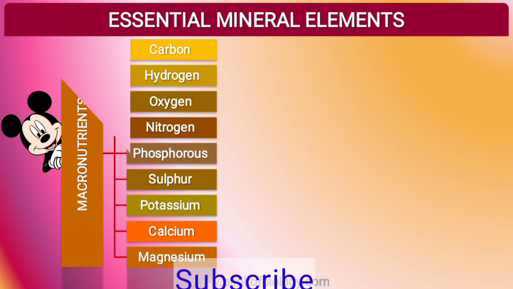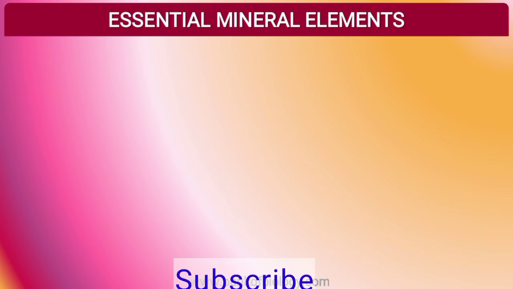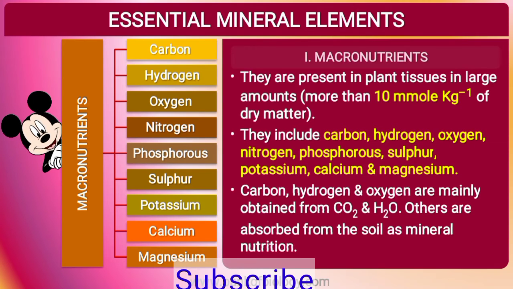Macronutrients contain carbon, hydrogen, oxygen, nitrogen, phosphorus, sulfur, potassium, calcium, and magnesium. According to their requirements in the body, they are present in plant tissues in large amounts, more than 10 mmole per kilogram of dry matter. They include carbon, hydrogen, oxygen, nitrogen, phosphorus, sulfur, potassium, calcium, and magnesium.